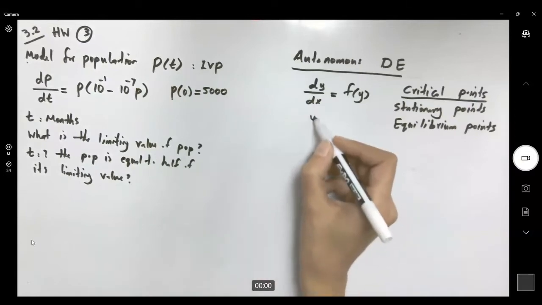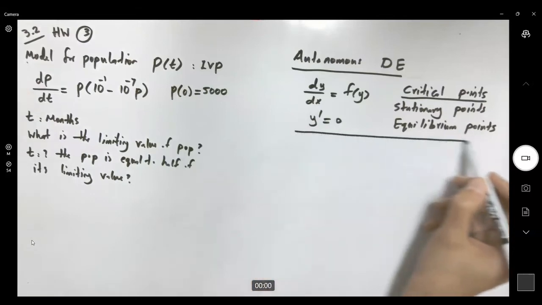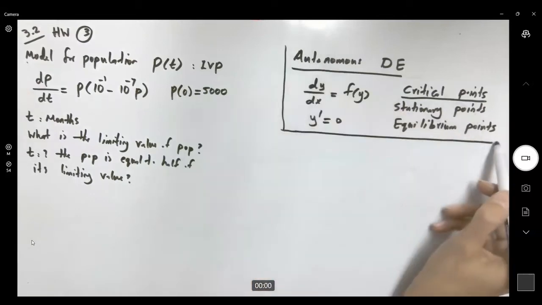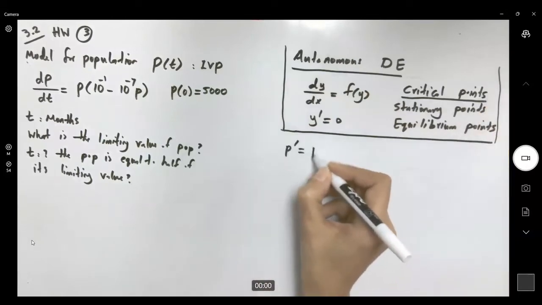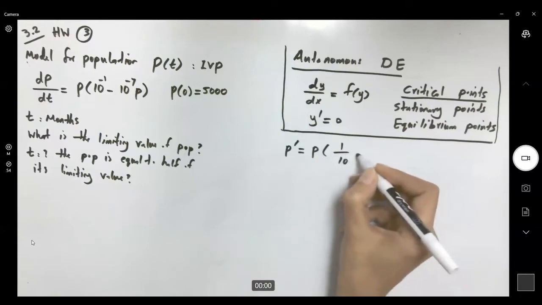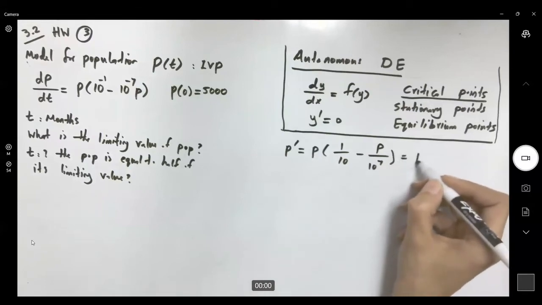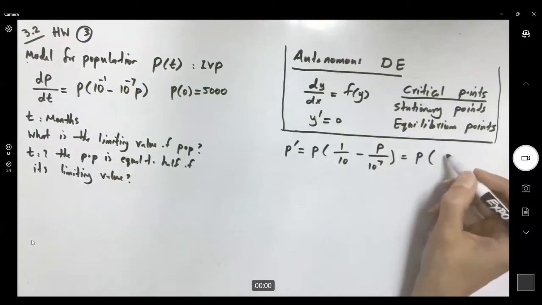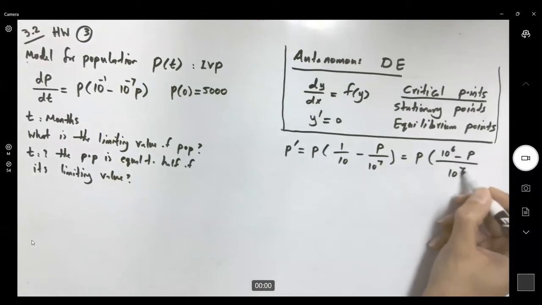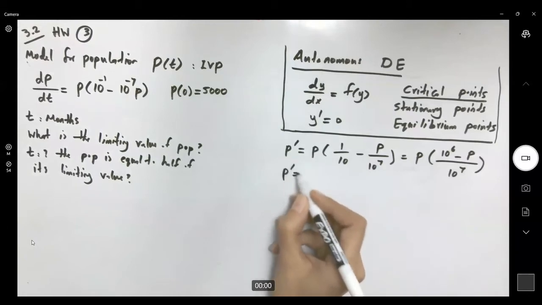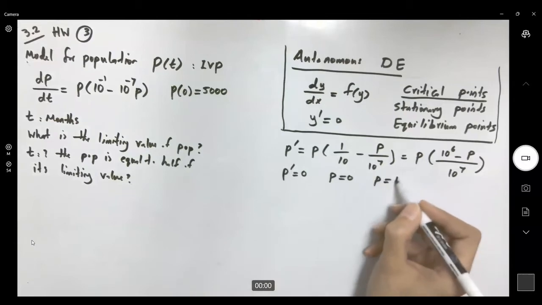We take the derivative and set it equal to 0. So this is our derivative here. We have P prime, which is P. Let's simplify this. We have P times (1 million minus P) divided by 10 to the 7. So set the derivative equal to 0. P is 0 and P is equal to 1 million.